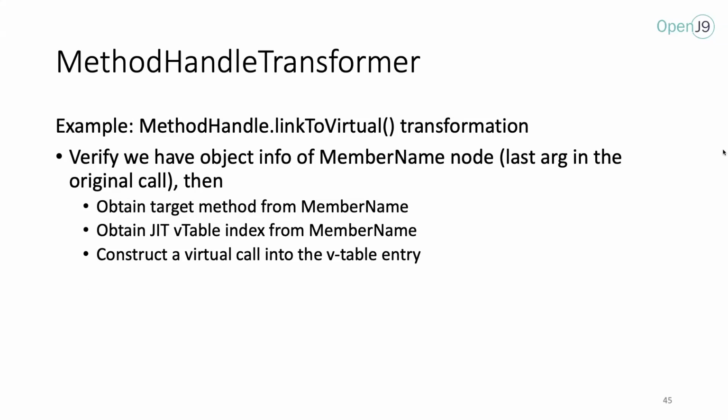Originally it stays as the interpreter's version of the vtable index, and then we convert that into something that is appropriate for the JIT. And then we construct a virtual call into the vtable entry. The vtable entry is either going to have a thunk for an interpreted method or the JIT method address if it is compiled. And that results in a much faster dispatch than doing it via linkToVirtual.